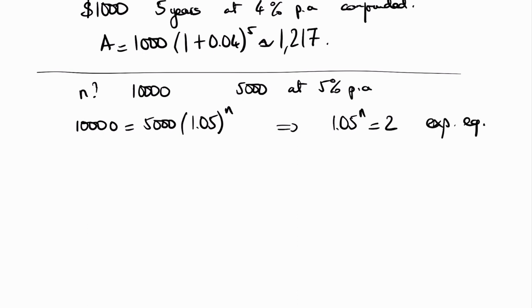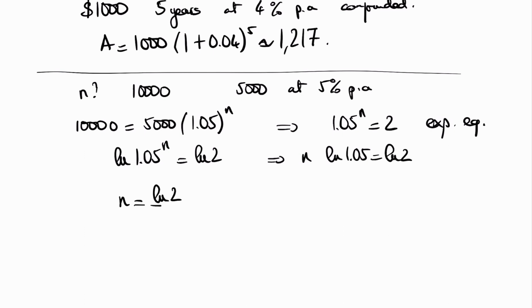And so how do we solve that? We use logs. Let's say, for example, we use ln. ln of 1.05 to the power of n is equal to ln of 2. That means n ln of 1.05 equals ln of 2. And therefore n is equal to ln of 2 over ln of 1.05, which is approximately 14 years. Okay.